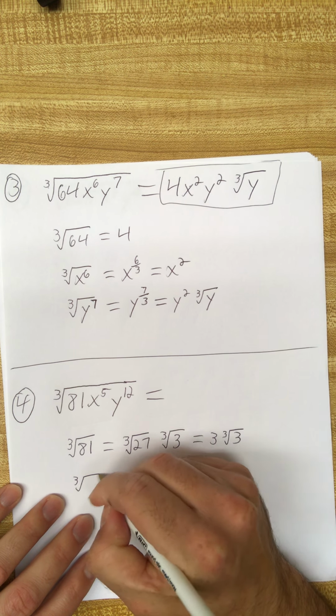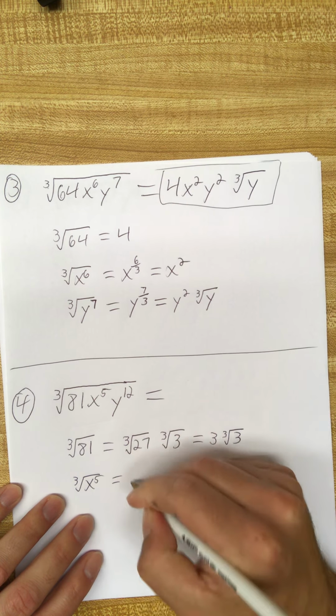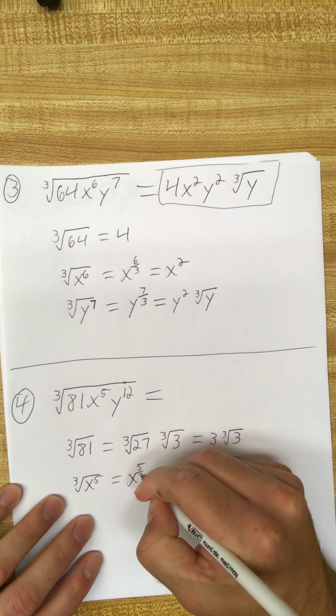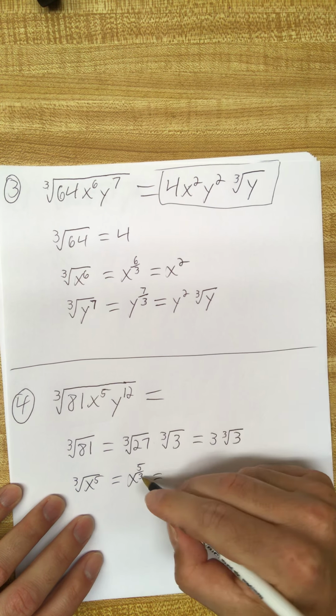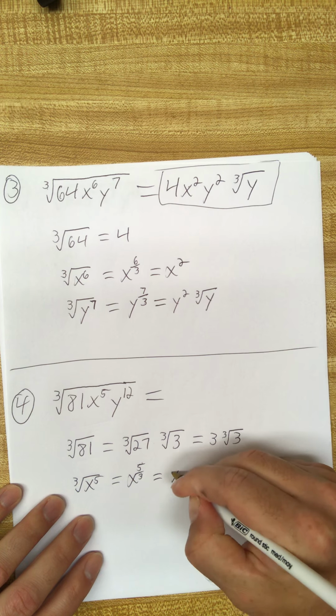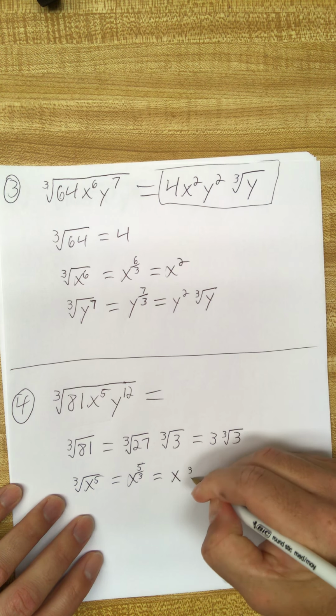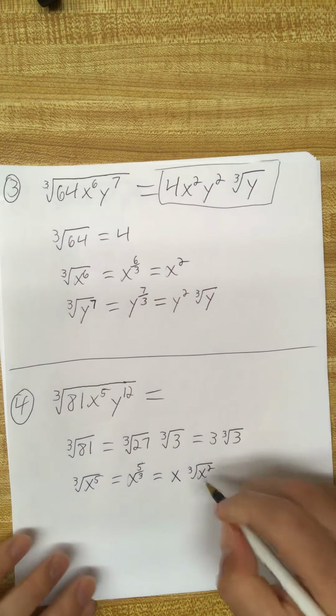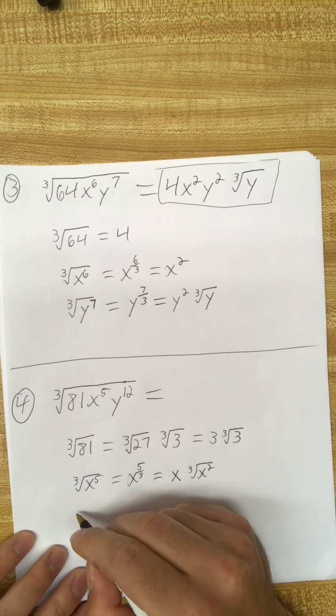X's, I have the cube root of x to the 5th. So it's going to be x to the 5/3. So 3 goes into 5 1 whole time. And then I have a remainder of 2. So I have an x squared in the radical there.